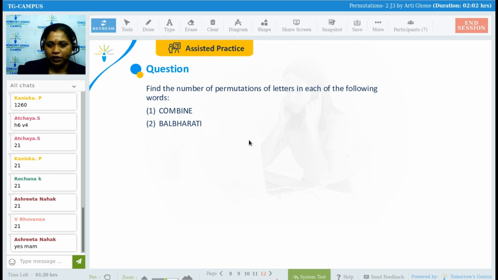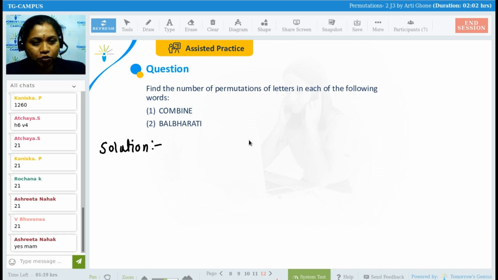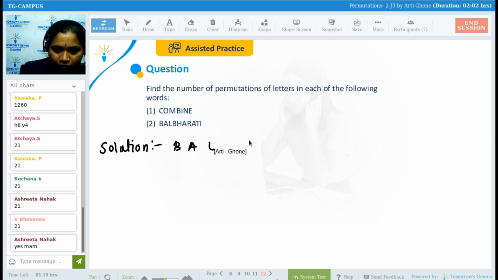Now, find the number of words, or permutations of the letters, in each of the following. Which one should I do? One is for you, one is for me. Bal Bharti I will do. 1, 2. Okay, first count it very clearly. If you don't know or you are missing your count, just write it in a large manner with increased font size. So you can calculate with me. Now you are so talented in this.